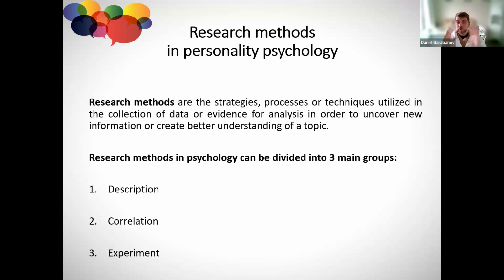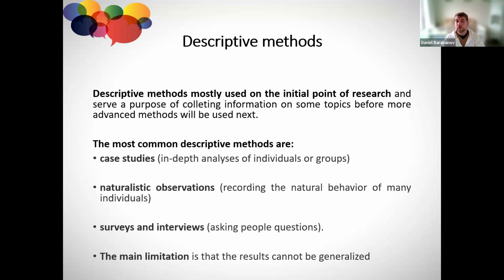So all research methods in psychology can broadly be divided into three big groups: descriptive methods, correlation methods, and experiment. Let's talk about each one. Descriptive methods are mostly used at the initial point of research, when we don't have much data yet about a certain phenomenon, personality trait, or something, and we just collect some first sets of information.